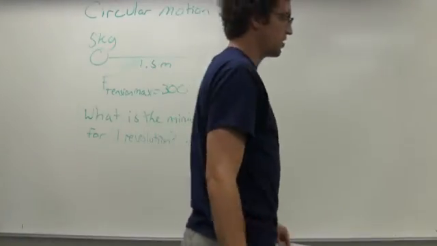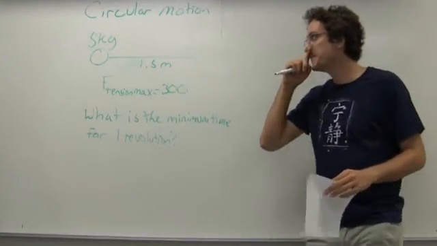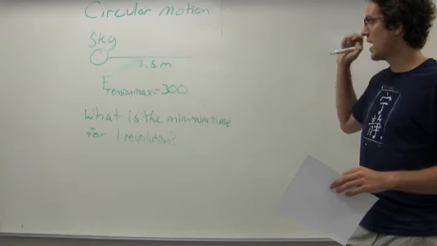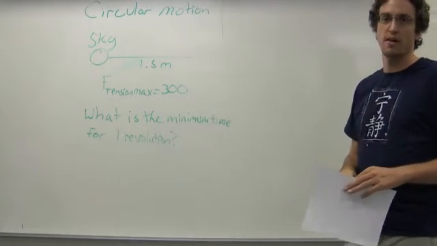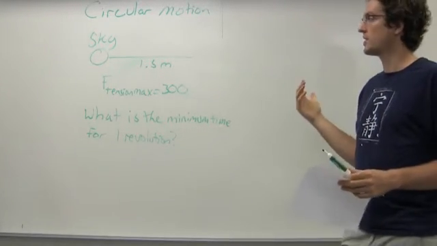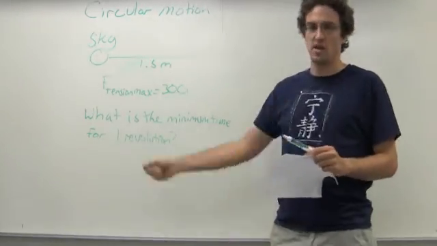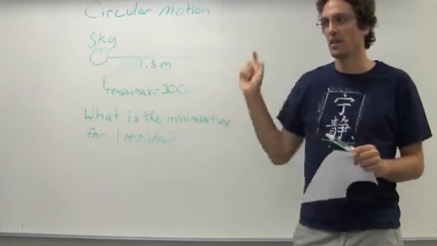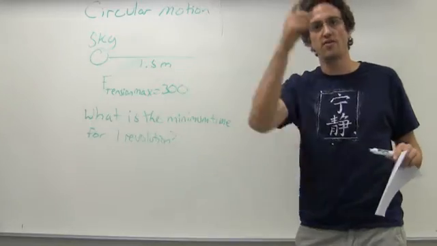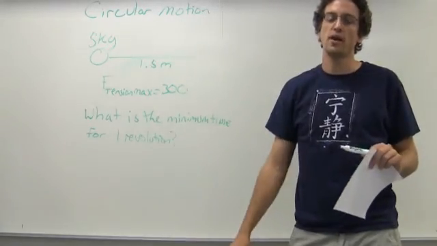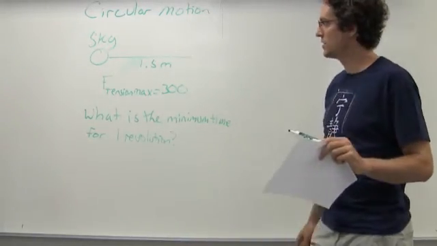Alright, here we have a circular motion problem. In the circular motion problem, we've got a 5 kilogram ball or object on a 1.5 meter long string, and we're swinging it around horizontally. That's important. If it was vertical, if it was going up and down like this, we'd have to worry about gravity. And we're not dealing with that.